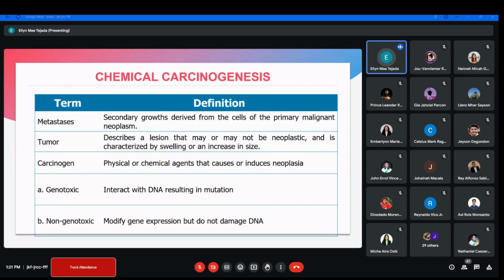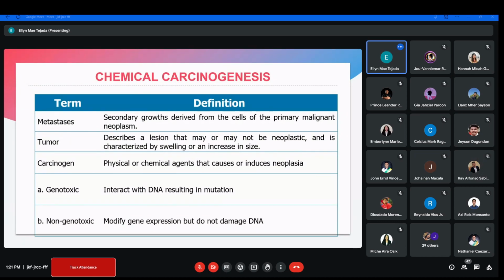So what is neoplastic again? Can someone reiterate what neoplastic is? It was mentioned earlier. What is neoplastic, guys? Or in terms of neoplasia or neoplasm. Of tissue, ma'am. Abnormal growth of tissues. Okay, yes.